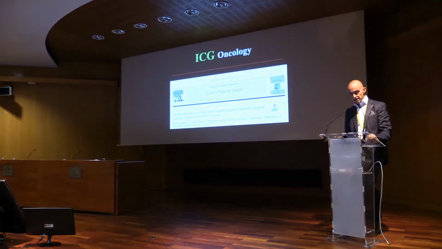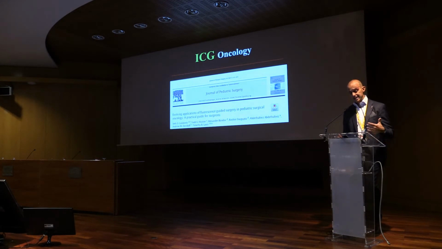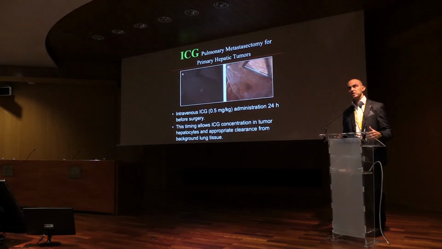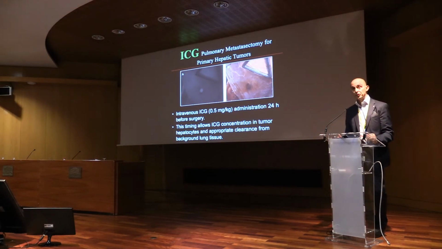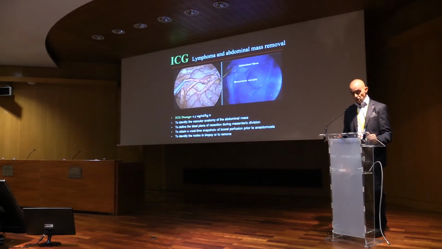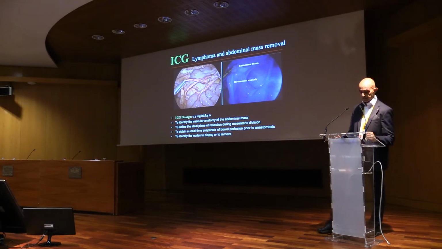Next slide. Then you can use it in oncology. There are some papers published in the literature that can be used to identify nodes. Above all, the adults adopt a lot this technique, for example, for testicular tumors to identify nodes, or for pulmonary metastasis, in case of hepatic tumors, and you can identify the metastasis. Next. Or in case of lymphoma or for abdominal mass removal. There are some literature above all in adults about this point.